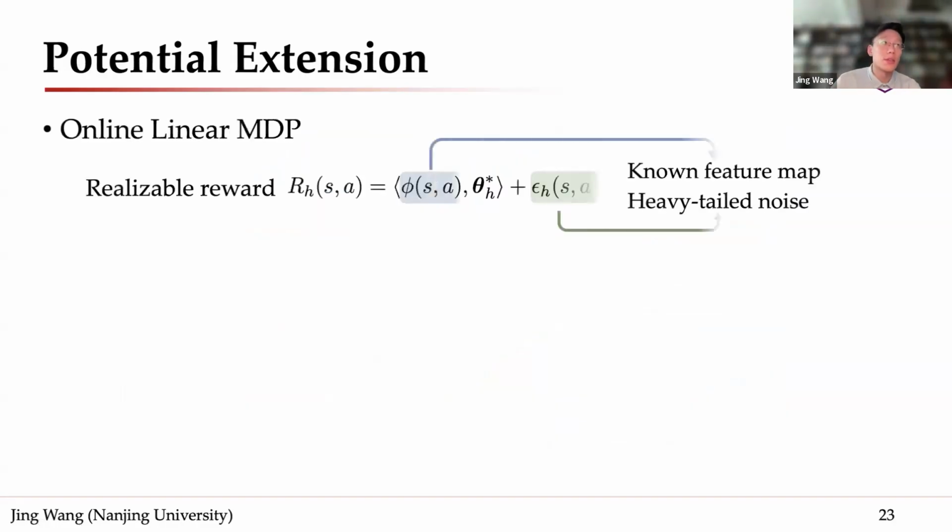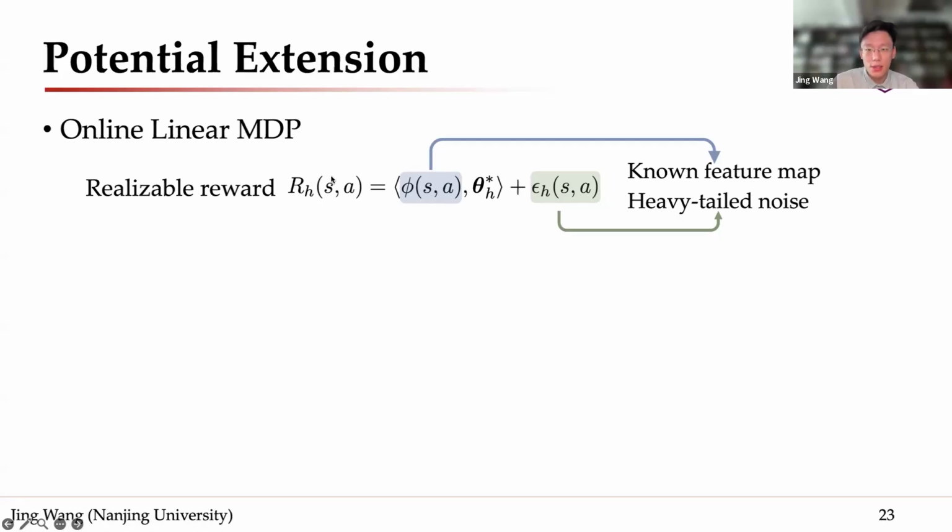And actually, our method has two potential extensions. The first is the online linear MDP. Notice that in the linear MDP, the realizable reward can be written in this format. The phi here is a feature mapping that maps the state and action into a known vector, the theta here is the unknown vector, and the epsilon here is the heavy-tailed noise.